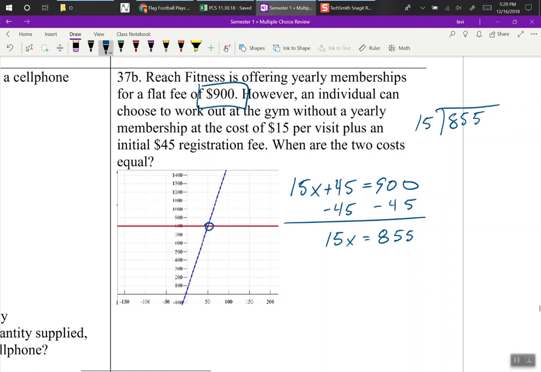Well, 15 goes into 85. Well, it goes into 90 would be what, like 6? So that would be 5. And what's that make? 75. So this is 10. 15 goes into 105. What is that? 7. So 57. So that should be 57.